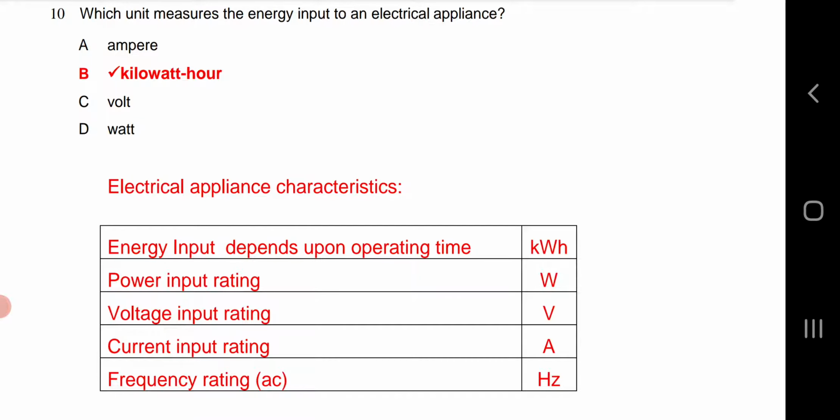Power input rating is watt or kilowatt. Voltage input rating is volt. Current input rating is ampere, and the frequency rating for AC input is in hertz. For a device which operates on DC, there is no frequency concept. There is no concept of frequency. But the devices which work on AC voltage have a frequency rating given in hertz.